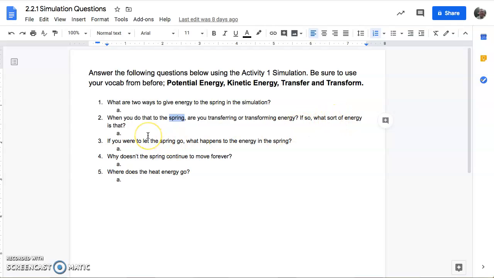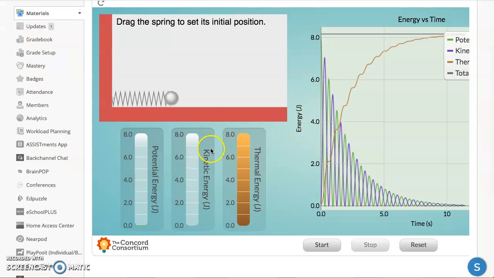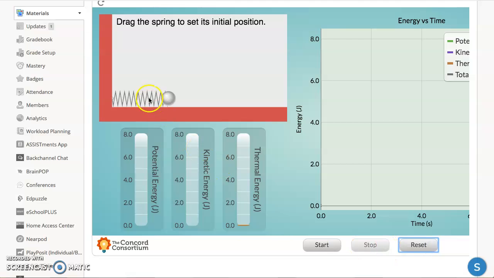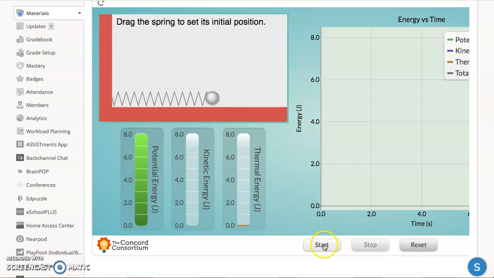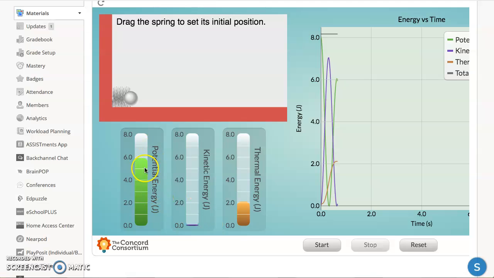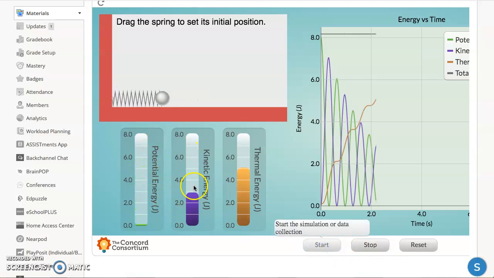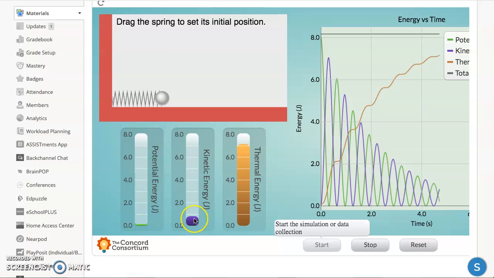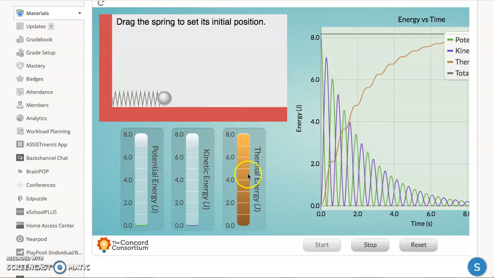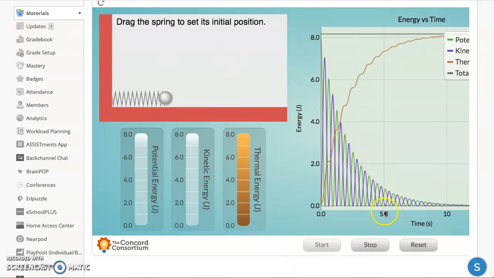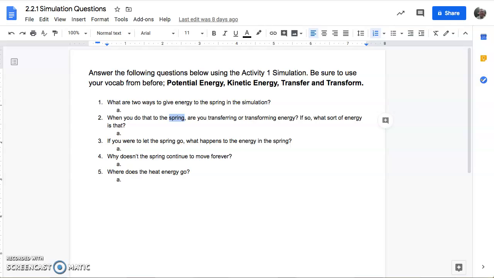So getting into that second part of the question, what sort of energy? Potential energy. Okay. If we let the spring go, we took a look at that. I could reset this, stretch it out, and play it again. I can see that I start with a lot of potential energy, and as I go along here, it transfers to kinetic energy, and after a while, all of it turned into heat. All of it turned into thermal energy, okay? So something else to note there. And that's why it doesn't continue on forever.